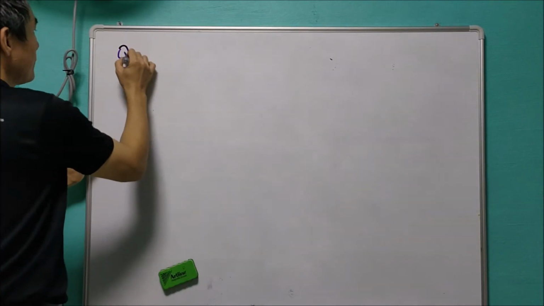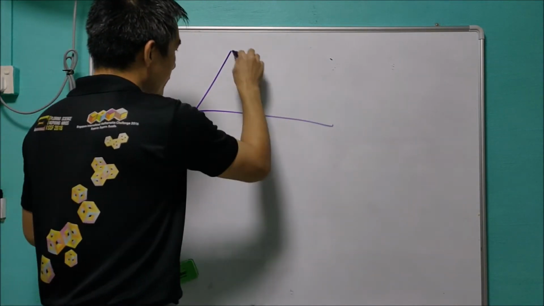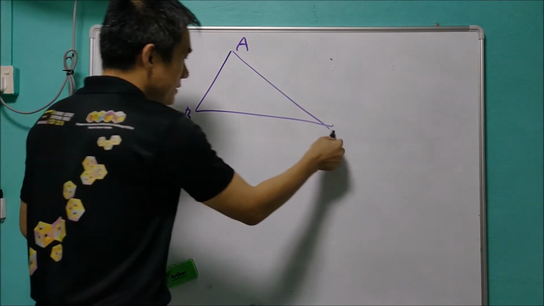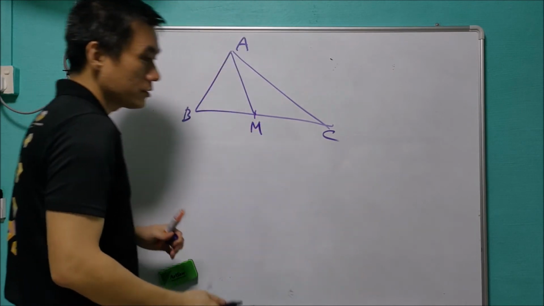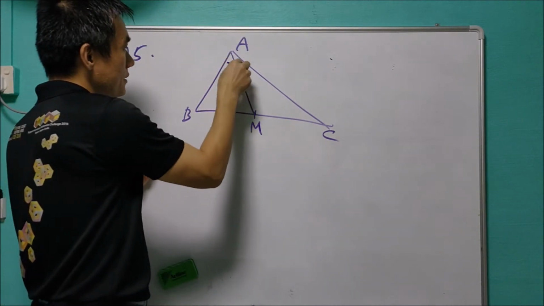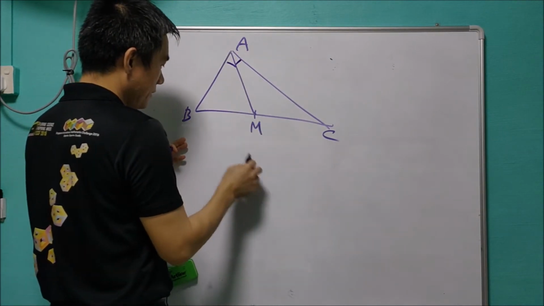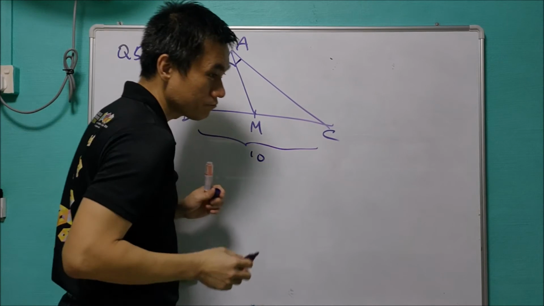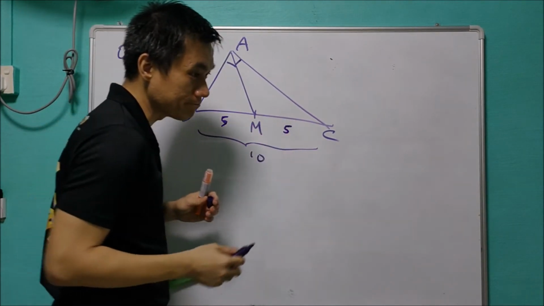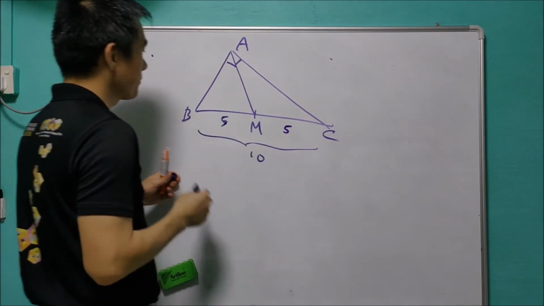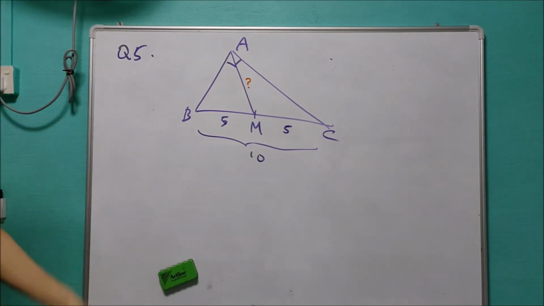Now we go to question number 5. In the following figure, we have A, B, C, and this is M. The angle ABC is 90 degrees, and BC equals 10. M is a midpoint, so this is 5 and 5. Calculate AM. So you are going to find out what this is.